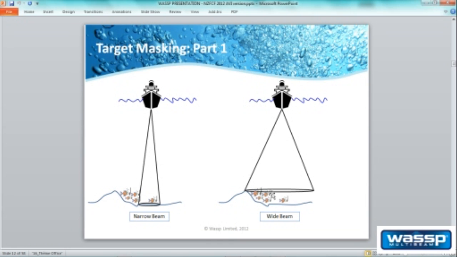So this is why fish that are close to the seabed on hills or in crevices, etc., are simply masked. We call it target masking. You cannot see them. So this is why narrow beams are better. But of course, if we only had a narrow beam, we wouldn't get very good coverage. So this is the secret of WASSP.